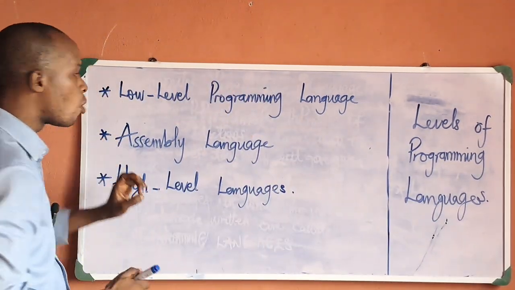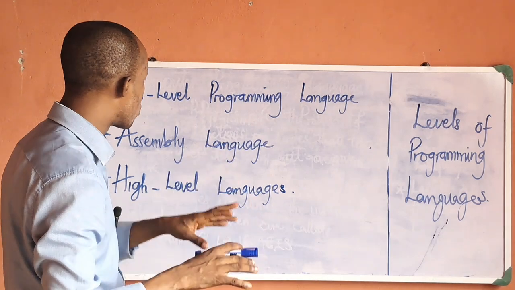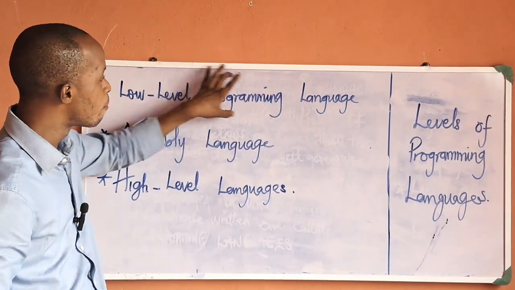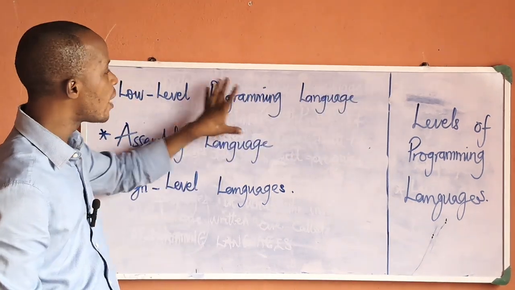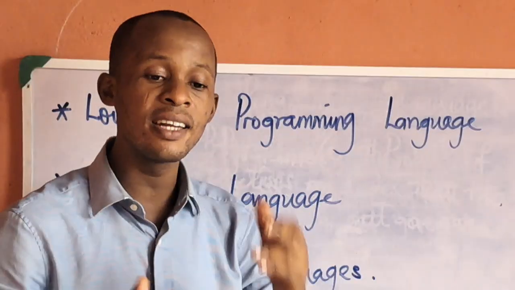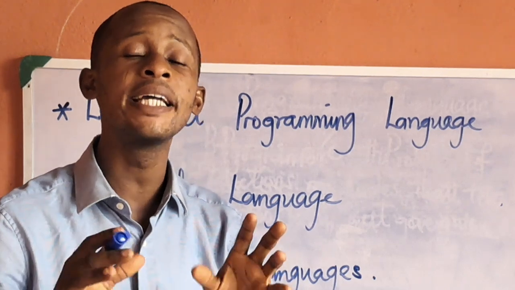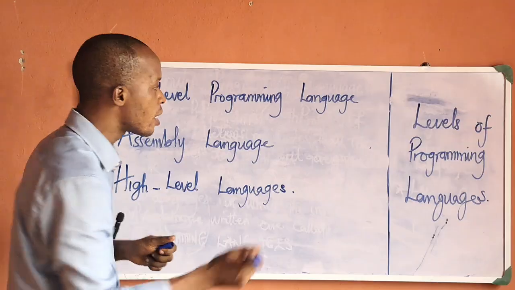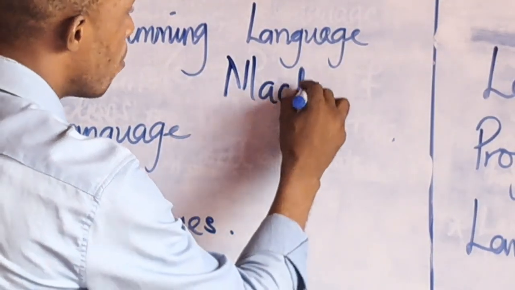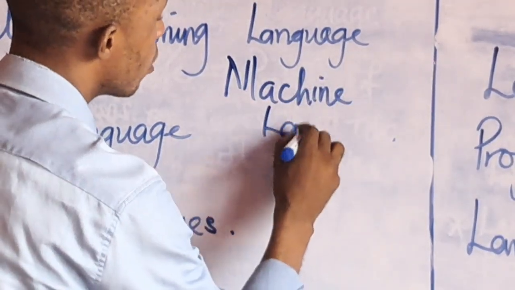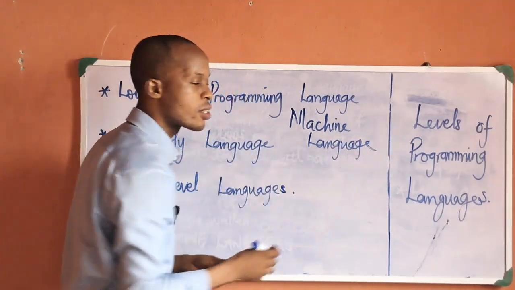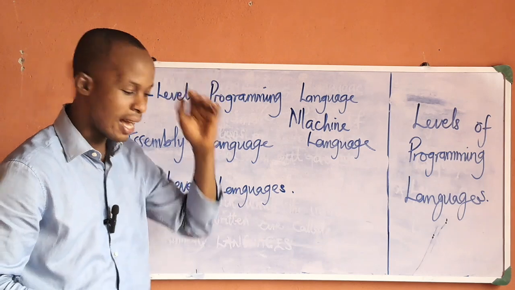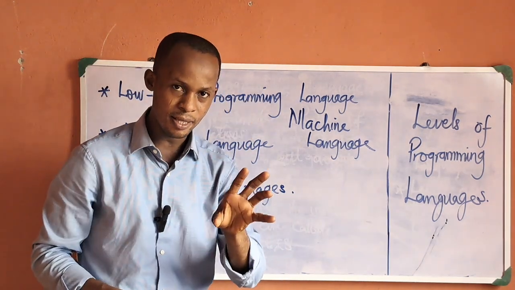The first level of computer programming language is what we call low-level programming language. Low-level programming language is the native language of the computer, and that is why we also call low-level language machine language. We call it machine language because it is the only language that the computer understands.